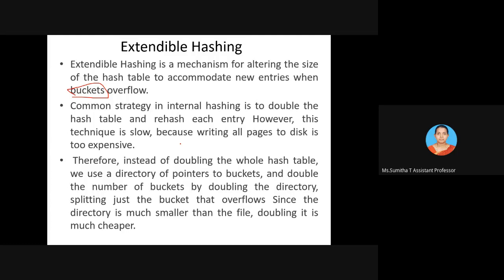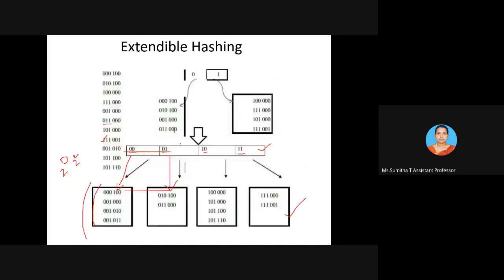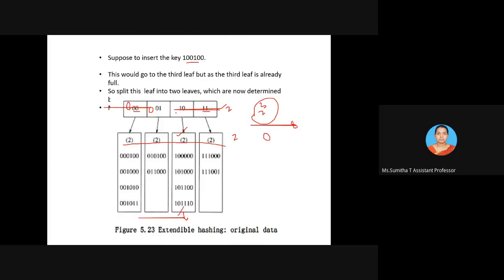Once the overflow happens, we check the condition: the number of bits in the directory, and the number of bits considered for the element in the leaf. Here we are considering only two bits, so both are the same. We need to increase the directory and the leaf also. Increase the directory into 2 power 3; here we have 2 power 2. So increase to 2 power 3 and split the particular leaf into 2. Where the collision occurred, only that particular leaf is split into 2.